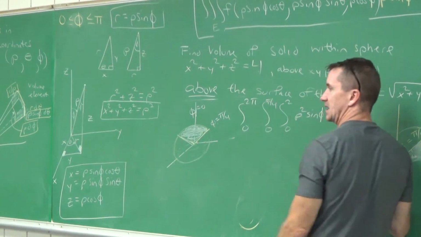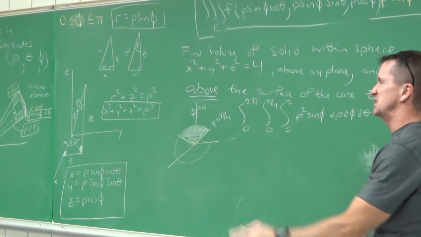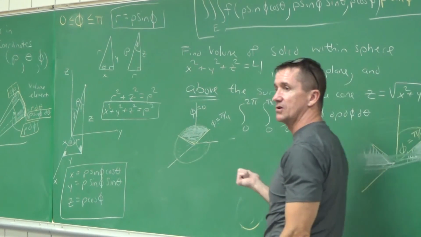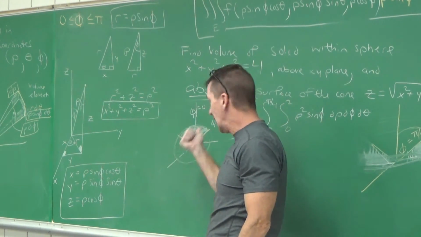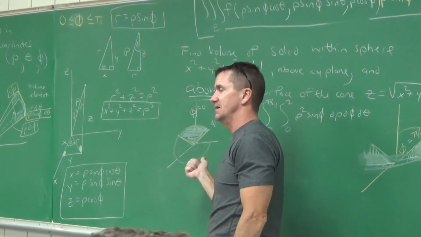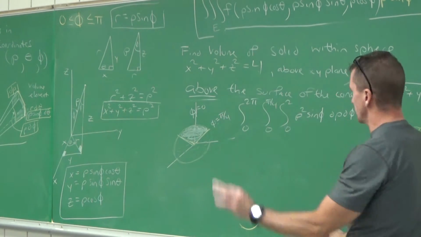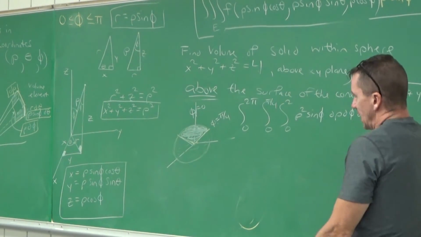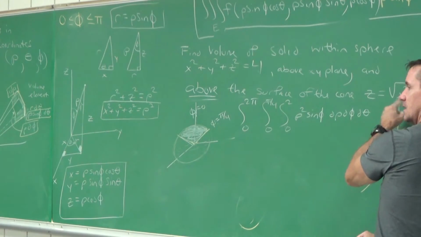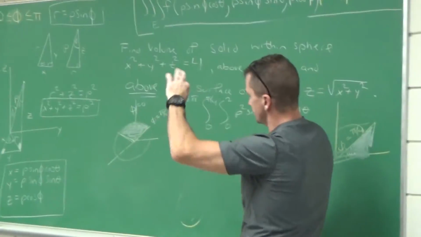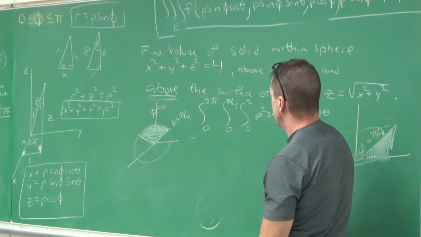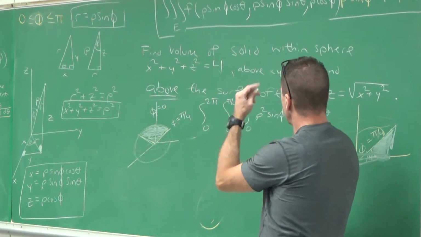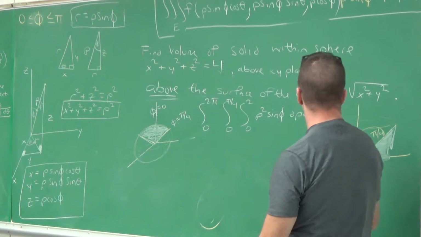That would give us the volume. Cool? This is way easier than imagining doing that in Cartesian. That would be a pain. You can still do it, but it'd be a lot of work. You'd have radicals, and you'd have more radicals with that top surface. Let's work this thing out. This time we'll solve it.